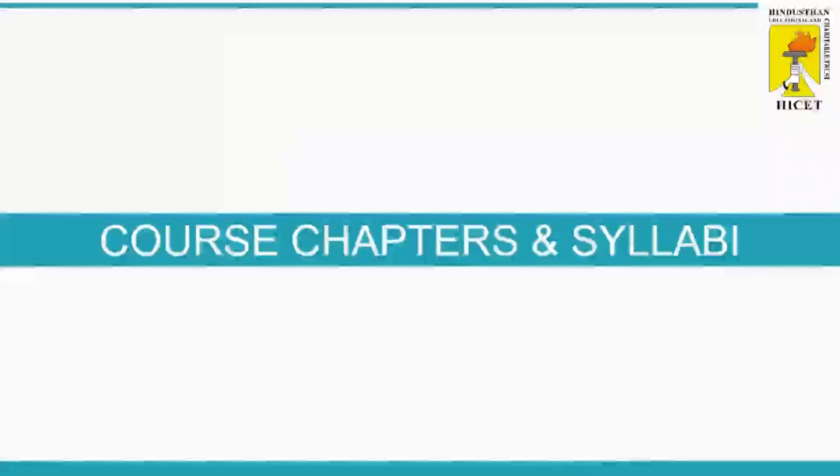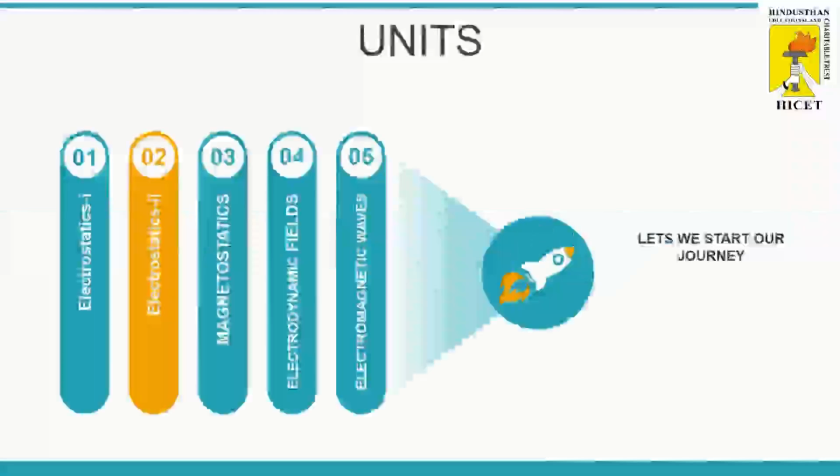The course chapters and syllabus. The course is structured into 5 different units. Unit 1, Electrostatics 1. That is, we take this as module 1. Unit 2, Electrostatics 2. Unit 3, Magnetostatics. Unit 4, Electrodynamic fields. Unit 5, Electromagnetic waves. We will study these chapters in order to build the concepts progressively. So let's start our journey from this unit, or this module.